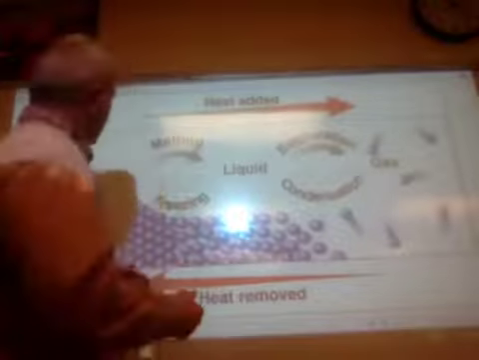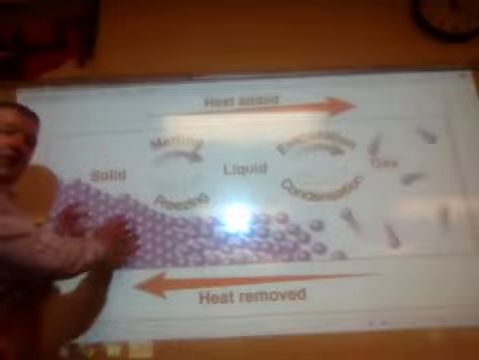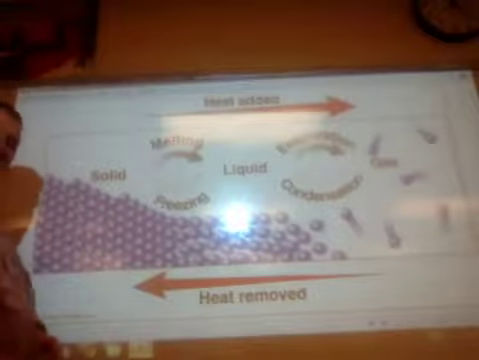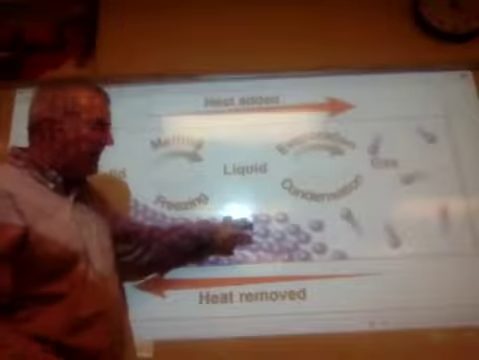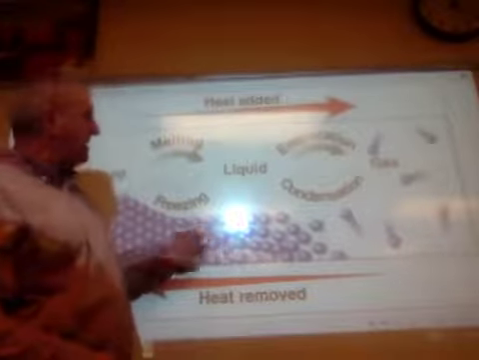Now, solid we know has a nice definite volume, definite shape. Notice how they're arranged nice and neatly there, the molecules. And a liquid has a definite volume, but not a definite shape. And we can see they're moving a little bit. Gas, we know, no shape, no volume, just bounces everywhere.